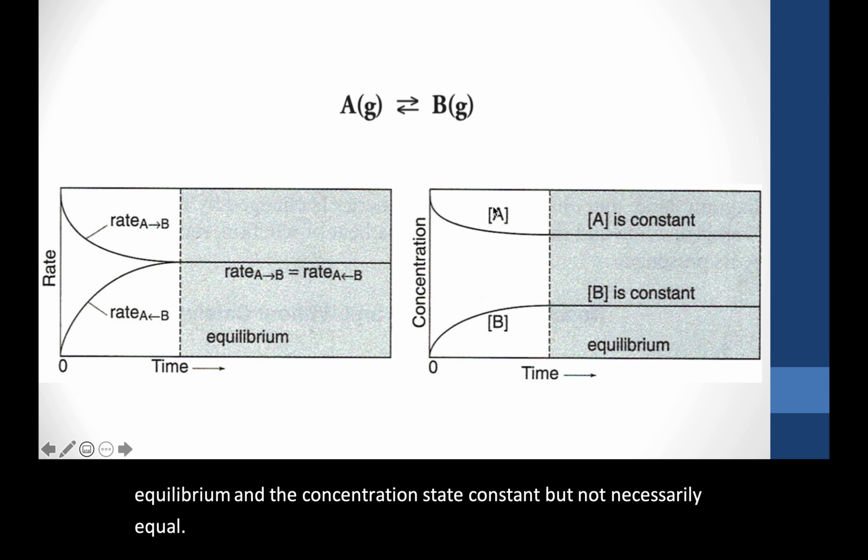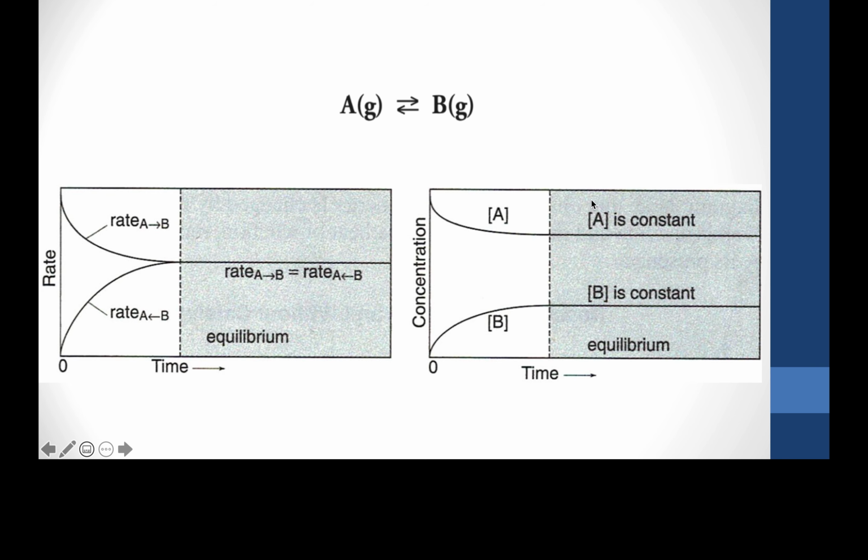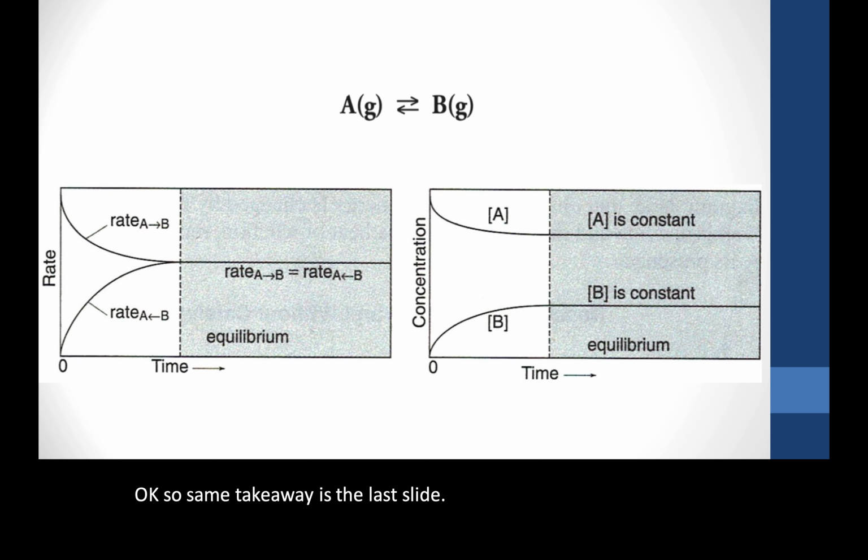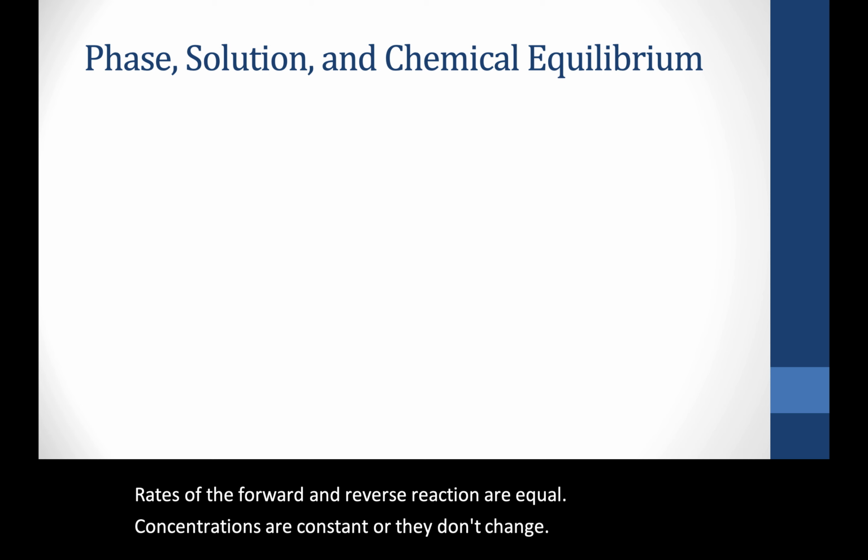So these brackets just mean concentration of A. Anything, if you see these brackets at all, just means whatever's inside them, it's talking about the concentration of that. Okay, so same takeaway as the last slide. Dynamic equilibrium: rates of the forward and reverse reaction are equal. Concentrations are constant, or they don't change. Okay? All right.